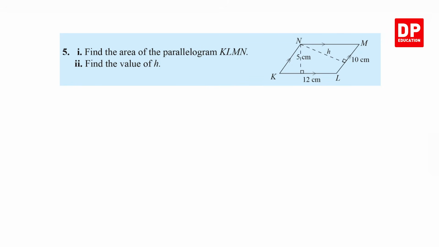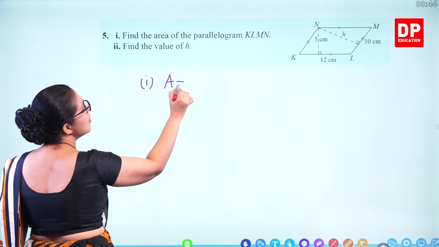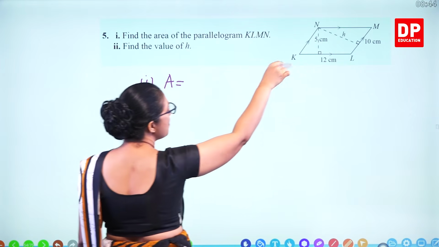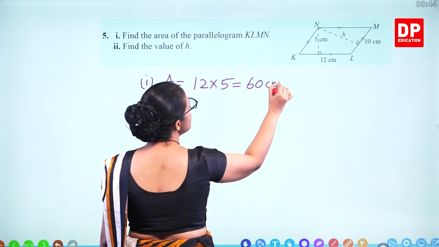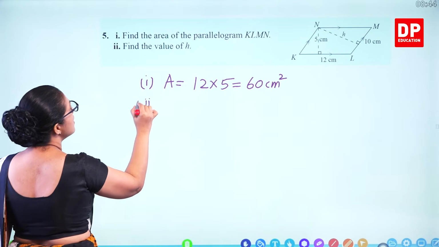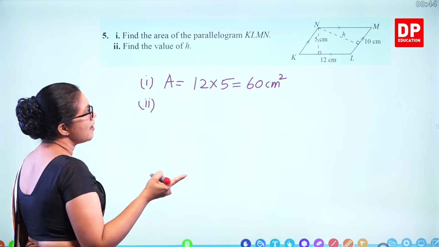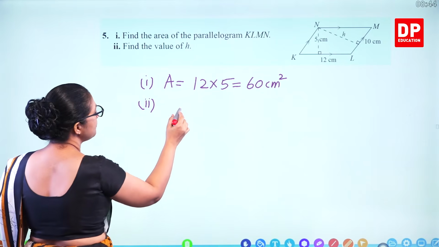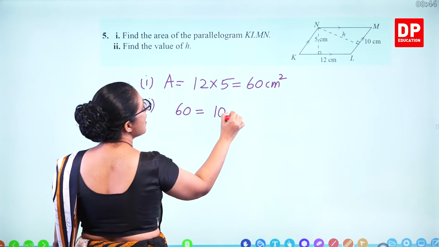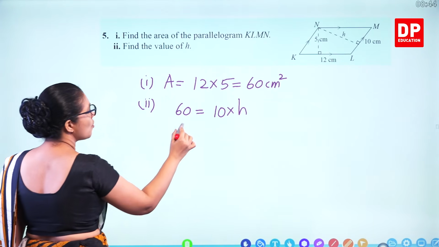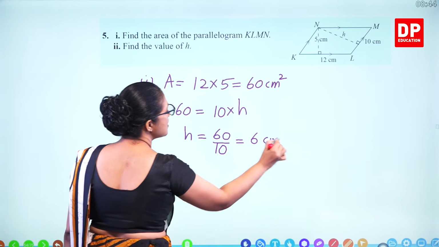Find the area of the parallelogram KLMN. So you can find out the area. We'll take this one as the base and the perpendicular height is 5. 12 times 5. 60 square centimeters. So what's the value of H? We can use that area to find out the area of the parallelogram with the base 10. So 60 is equal to, if base 10 is there, the perpendicular height is h. So what's h? 60 divided by 10. You get 6 centimeters.